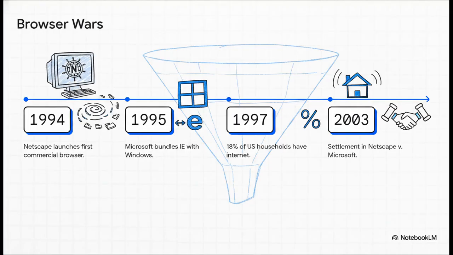Let's apply this framework directly to understanding monopoly behavior, and to do that, we'll look back at the infamous Department of Justice antitrust case against Microsoft during the browser wars. Let's just neutrally lay out the facts of the timeline. In 1994, Netscape launched the first commercial web browser. By 1995, Microsoft began bundling Internet Explorer for free with its Windows operating system. And to put that into perspective, by 1997, only 18% of U.S. households even had Internet access. Finally, by 2003, a settlement was reached in the Netscape versus Microsoft litigation.